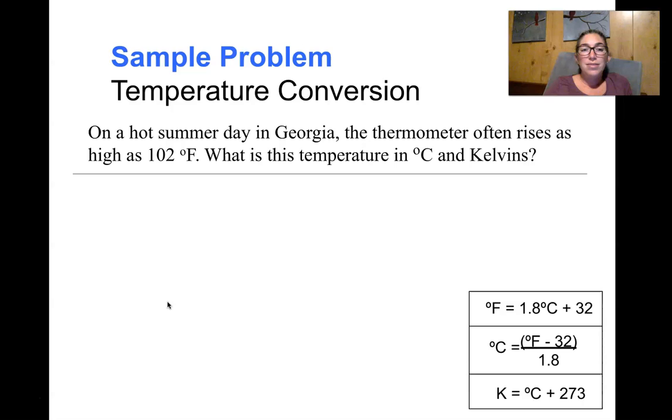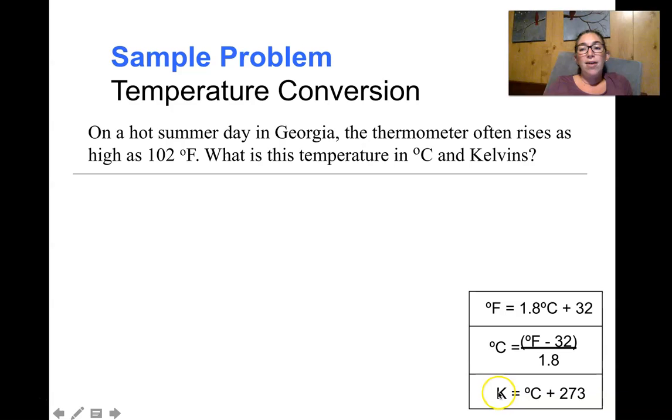So let's do a practice problem. On a hot summer day in Georgia, where I'm from, the thermometer often rises as high as 102 degrees Fahrenheit, though now with global warming probably even higher than that. What is this temperature in degrees Celsius and degrees Kelvin? So if we look at these different equations here, we have an equation here. We can figure out Celsius if we know Fahrenheit.